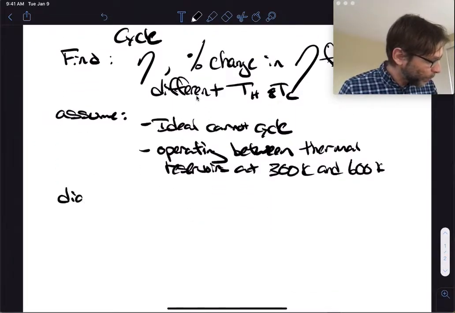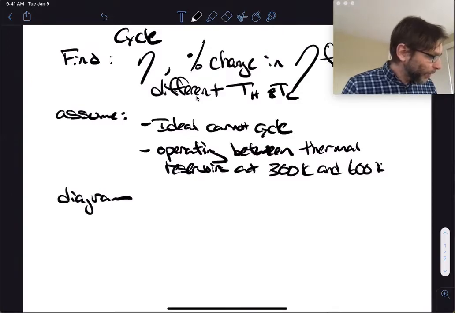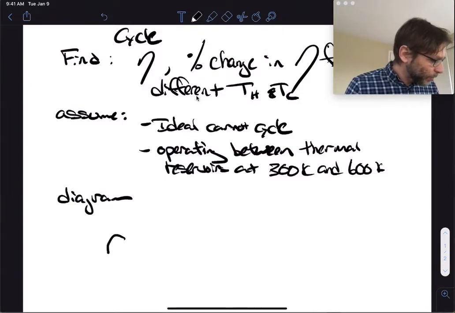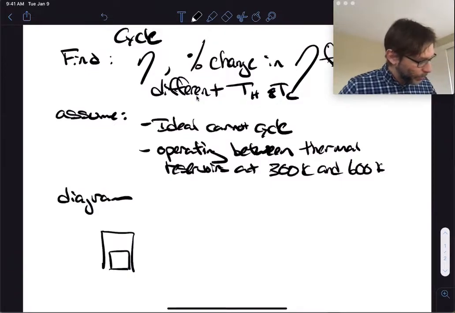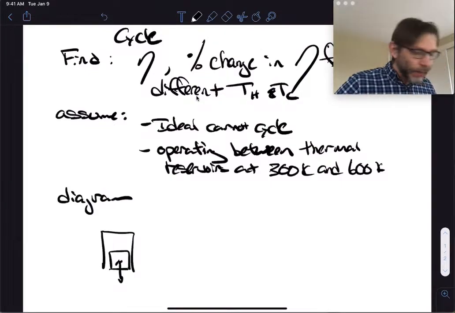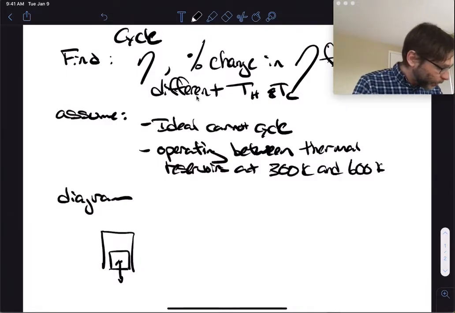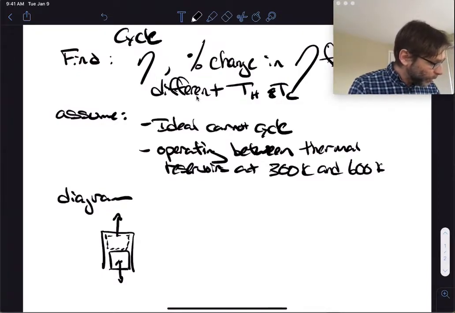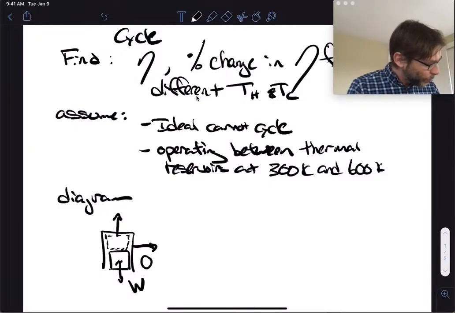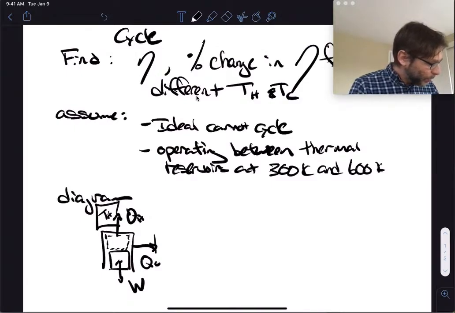So if you have a diagram, you have an ideal Carnot cycle in here. We're just going to say it's a piston cylinder. Let's just draw it. You have this piston cylinder that operates according to an ideal Carnot cycle. The piston's moving up and down and it executes a cycle. This is our thermodynamic diagram right here. So this is the system. It's exchanging heat; this is the work, this is QC and QH. Now it's exchanging heat with two reservoirs, so this is TH and this is TC.